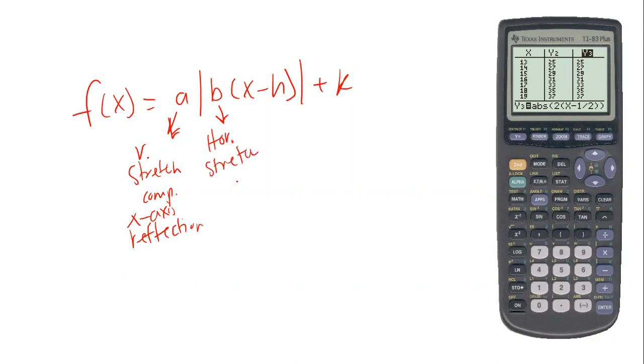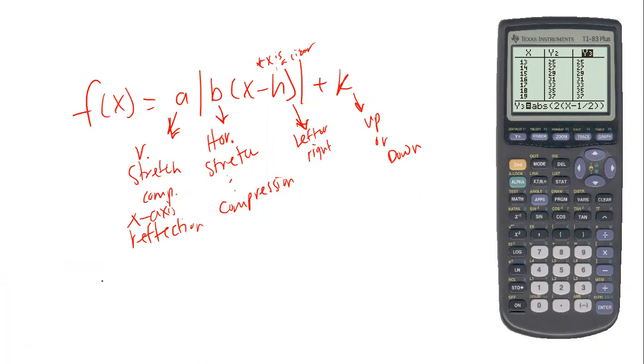What's that last word? So it's reflection, compression. Our h tells us whether we went left or right. And we've got to remember that it's a lie. X is a liar. X is a liar. And then k is our up or down. So those are the, without graphing, you can make an assumption of what's taking place.